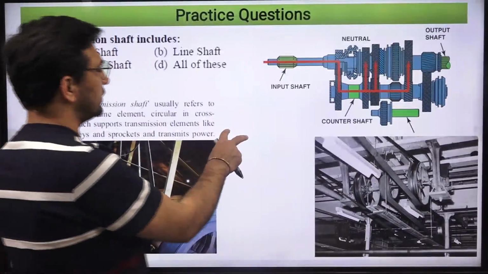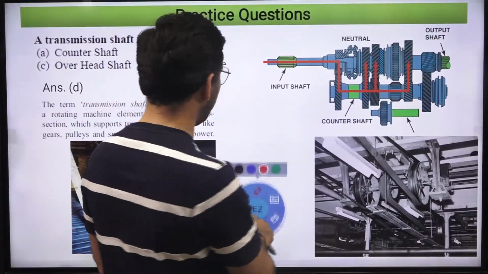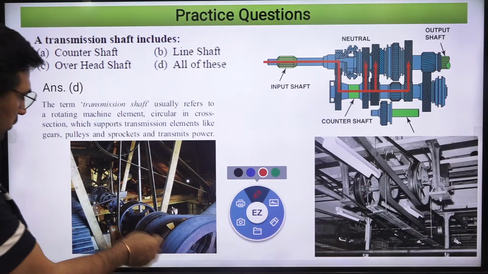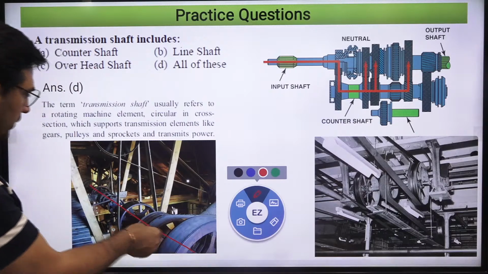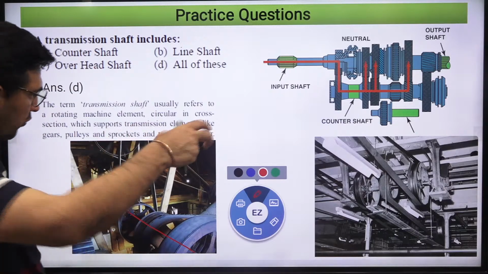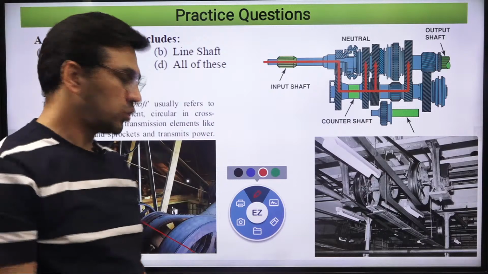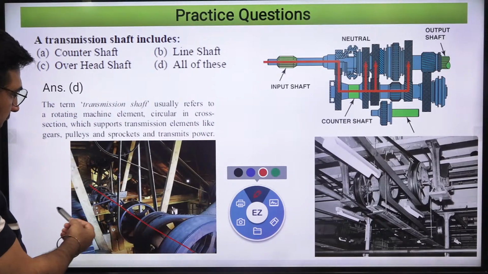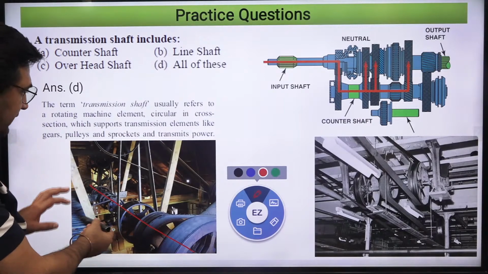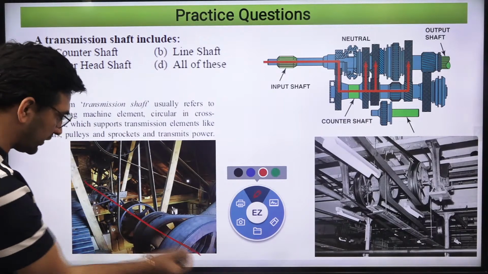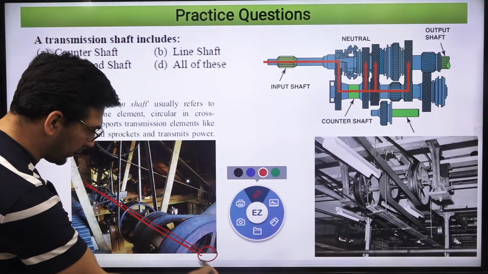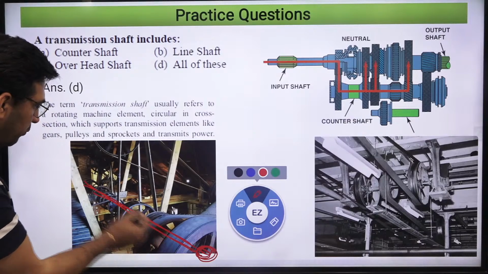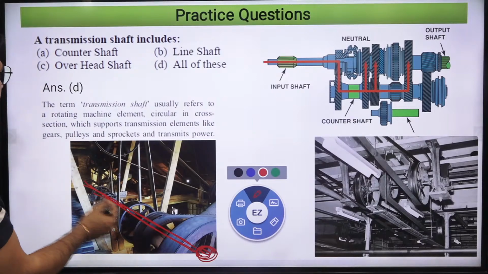What is the meaning of counter shaft? What is the meaning of line shaft? Line shaft means you are having a long shaft, for example, over here, and you are having midpoints from where you are taking out the power. So it could be like you are having different pulleys, and by making use of them, you are running different devices. You have a common shaft, run by a motor, let us say your power source, and from that common shaft at different points you are taking out the power. So I can call that shaft a line shaft.